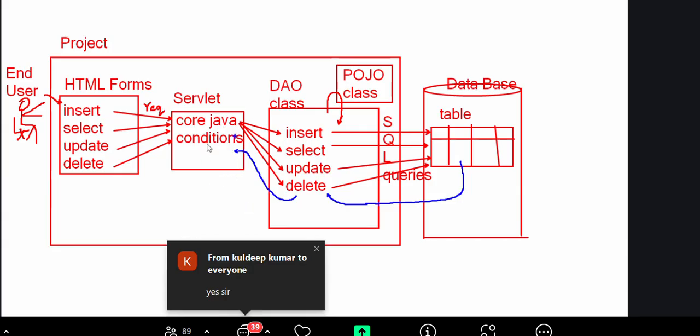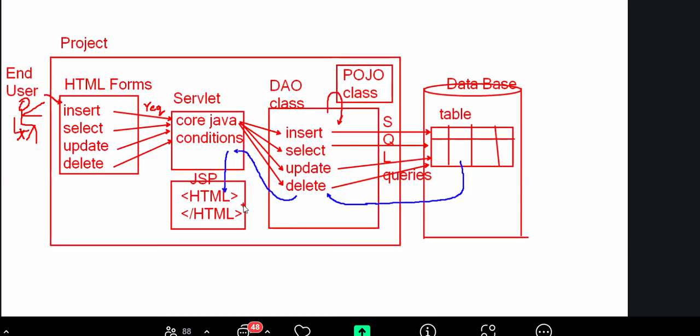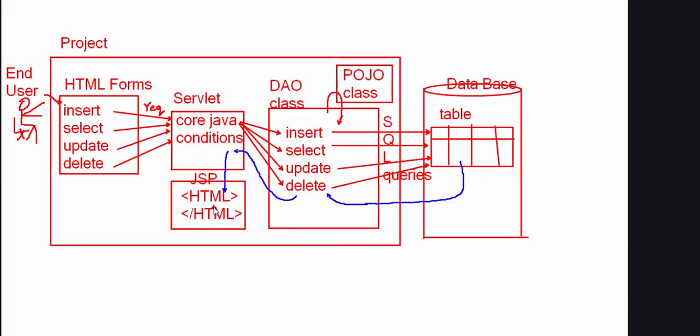Tell me, who will prepare that HTML page? Does the servlet prepare the HTML page? No. It forwards that result to whom? Excellent. JSP. JSP content in the background is what? HTML tags. It prepares the HTML page with the given result.